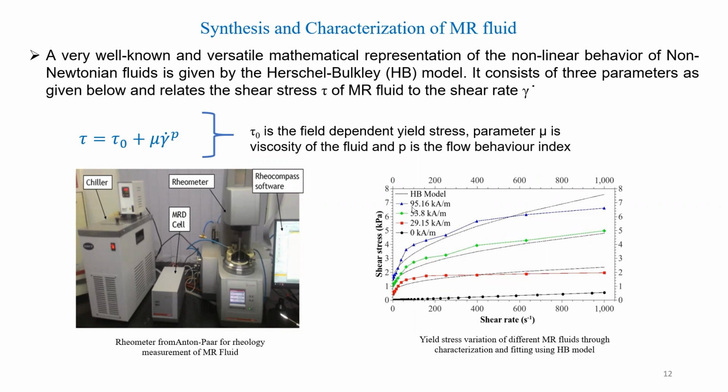For example, if it is 95.16 kiloampere per meter, if this is the field that is applied, then that yield strength is more here, around say 150 or 180 kilopascal. If you reduce that to say 53.8, then it will be around 100. And if this is the red one, that is around 30, this will be around 25 to 30. So that yield strength is actually a function of the field that is applied. And this is the shear rate that is drawn on the x-axis.